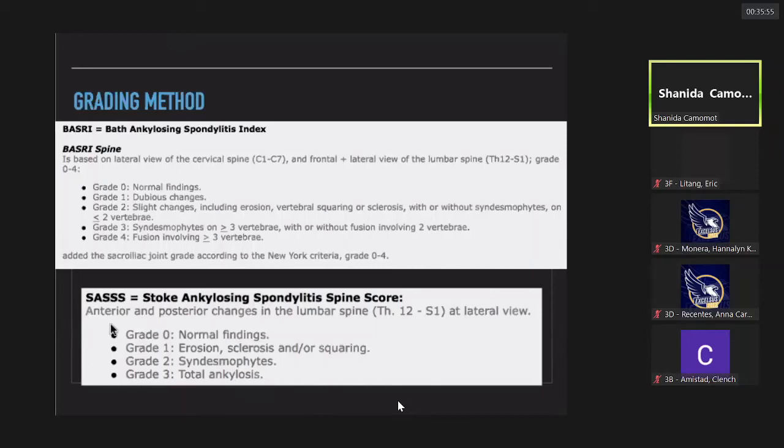We also use the SASSS, the Stoke Ankylosing Spondylitis Spine Score. This is the anterior and posterior changes in the lumbar spine, T12 to S1, on lateral view. Grade 0 is normal, grade 1 is erosion, sclerosis, and/or squaring. Grade 2 is syndesmophytes, grade 3 is total ankylosis.